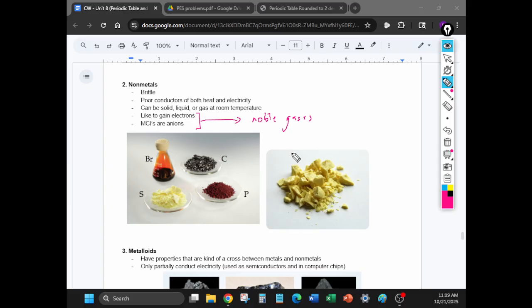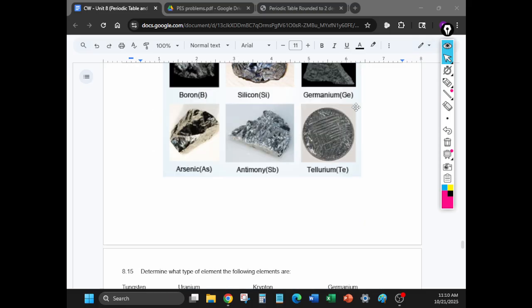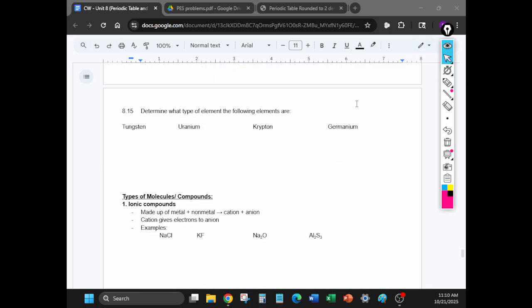Okay. And then metalloids have kind of the properties of both metals and nonmetals. So you don't need to be that familiar with them. Just know that boron and silicon are metalloids, and you should be fine. Alright, so I'm not going to spend too much time talking about this because, I'll be honest with you, it's not that important. As long as you are somewhat familiar with the terminology, you should be fine.